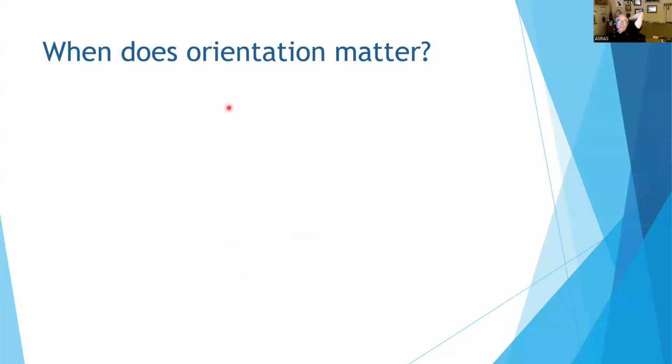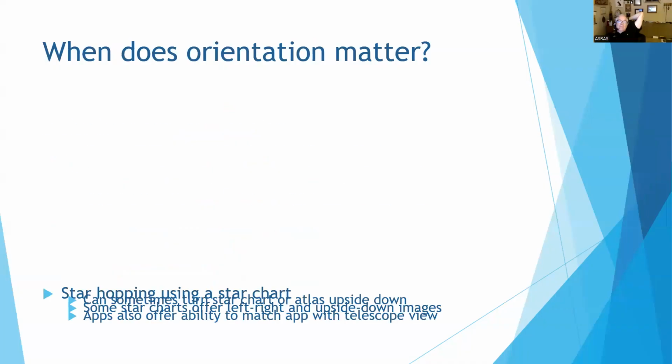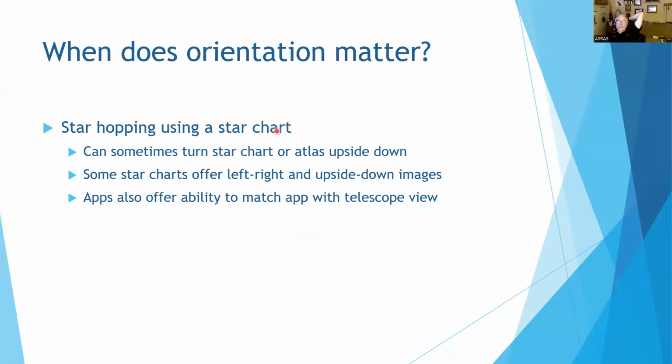It is helpful to remember orientation if you're star hopping using a star chart. So if the star chart is oriented right side up and left to right, then you can't move the telescope with your eye on the eyepiece because it's going to move a different direction than you would expect by seeing the image in the eyepiece. It sometimes can help to turn the star chart or atlas upside down. That at least accomplishes right to left reversal. Some star charts actually offer left, right, and upside down images.